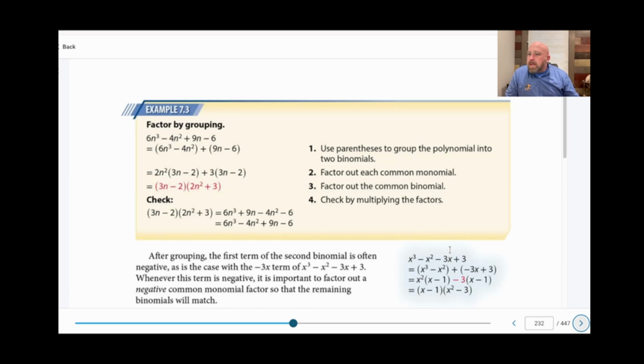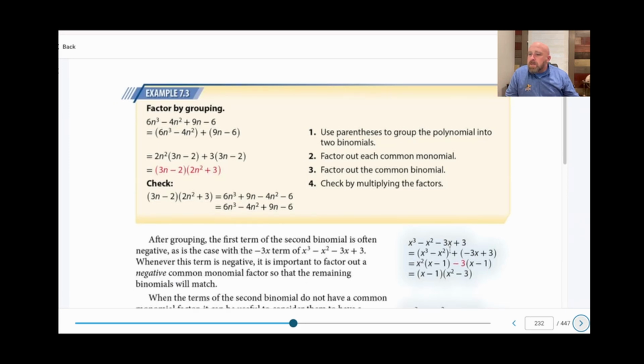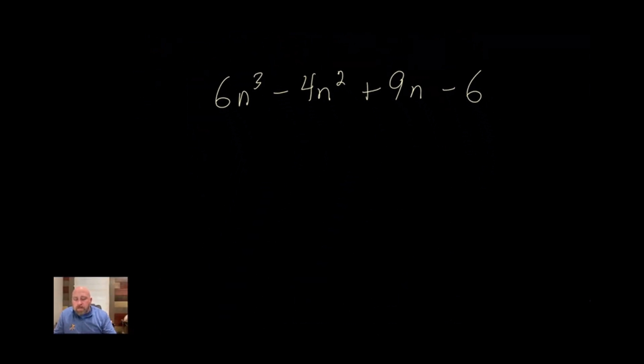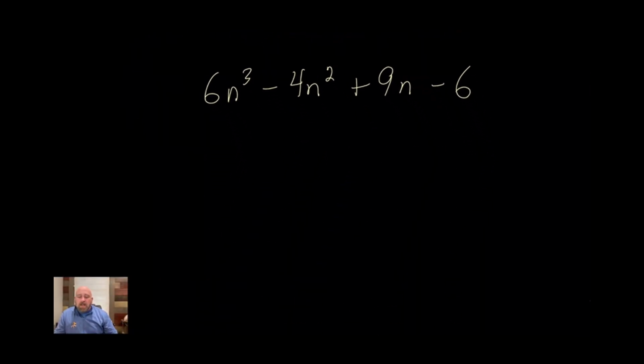All right, go ahead and turn the page. We are now on page 232, and we're just going to do this one. Here's another factor by grouping. So let's go ahead and work through this one. So we have 6n cubed minus 4n squared plus 9n minus 6.